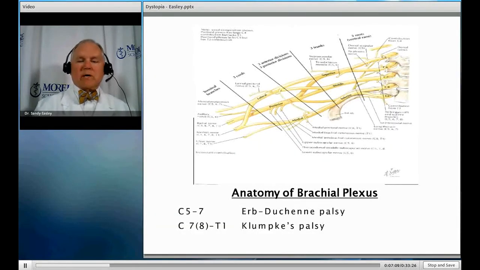Quick review of the anatomy of the brachial plexus. This plexus forms from the ventral branches of the nerve roots exiting from the foramina of C5 through T1. This provides both sensory and motor function to the entire upper extremity. As you can see, there's quite a bit of circuitry, with the higher levels innervating some of the lower levels and vice versa. So many brachial plexus injuries are dense but not complete.